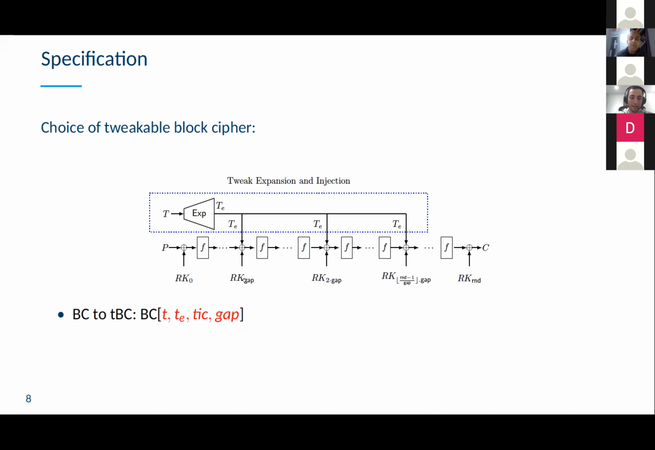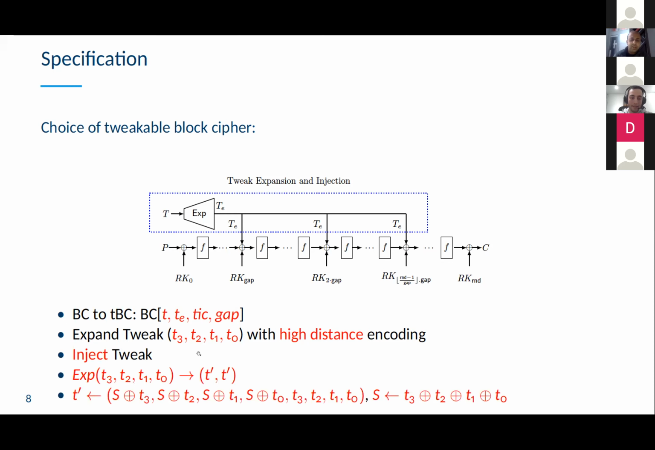rounds. For example, we use the GIFT-64 block cipher and convert it to a tweakable block cipher. In GIFT-64, the state is divided into 16 4-bit cells. Here we inject 1 bit into each of the 16 cells, so that means TIC is 16. And we expand the tweak. In our case, we have taken a 4-bit tweak, so it is T0, T1, T2, T3, each of the Ti being bits, with a high distance encoding. Then we inject the tweak.